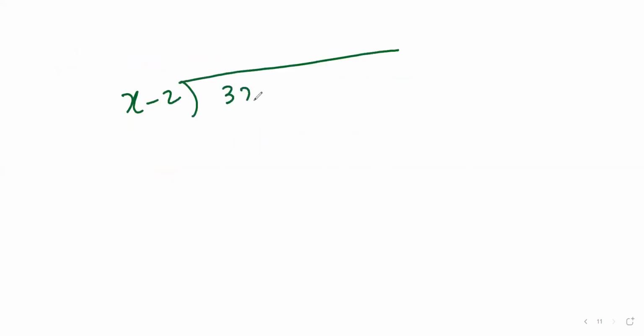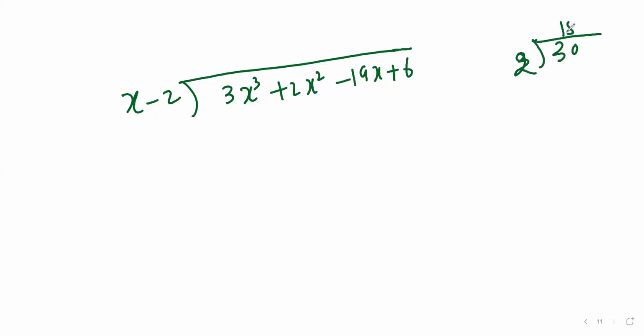So you'll be getting 3x cube plus 2x square minus 19x plus 6. It's like the case of 30, right? I took 2 as a factor. 2 15s are 30. And now I'm decomposing 15, right? So 15 will give me 3 and 5. So I'm getting the other factor.